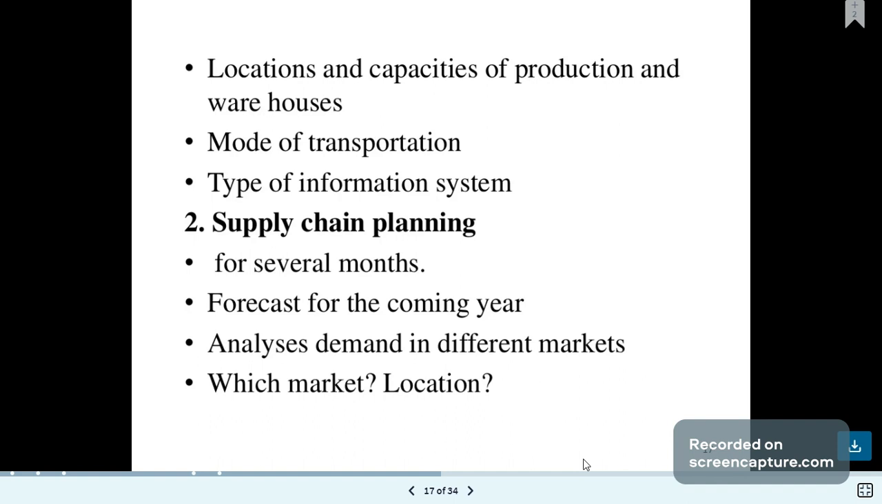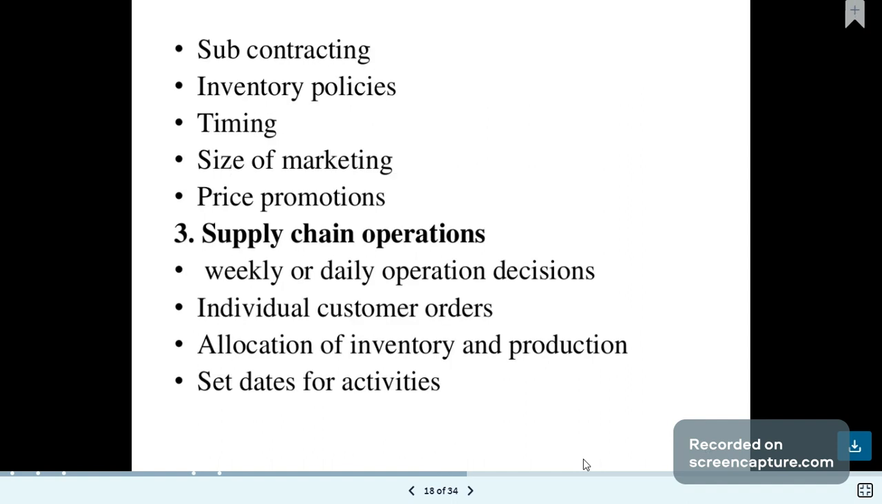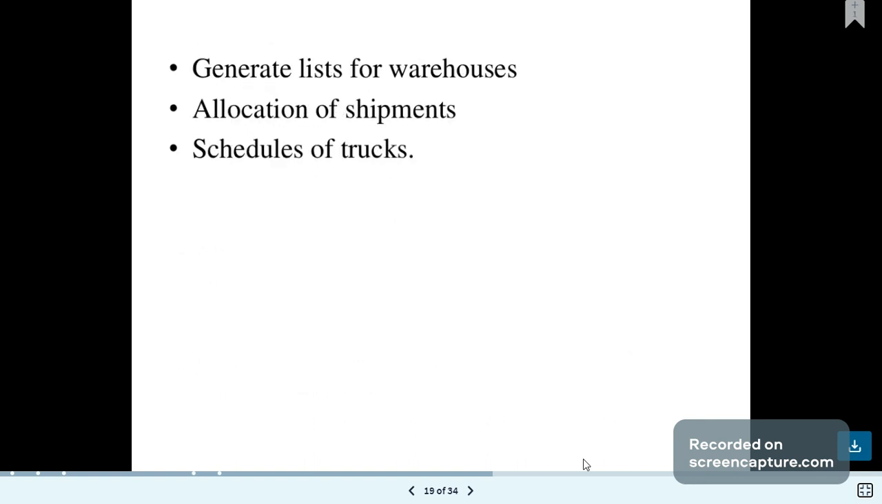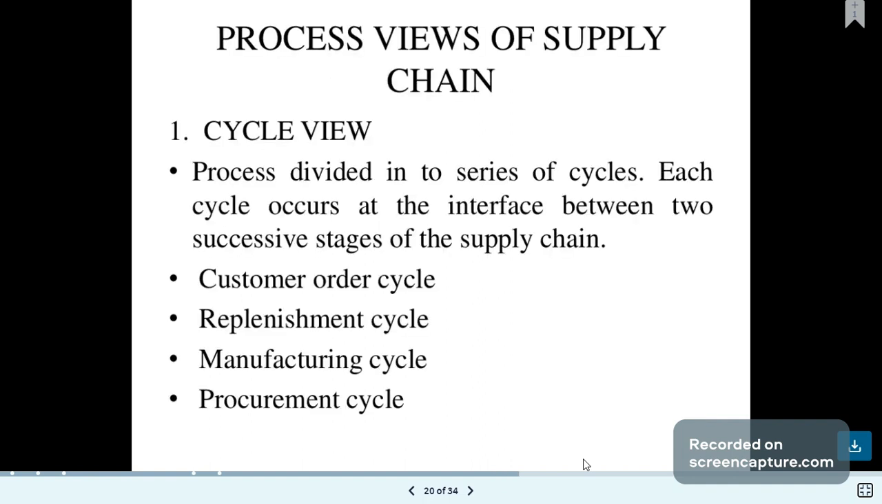Forecasts for the several months of the coming year. Analyze demand in different markets and market locations as well. Subcontracting, inventory policies, timing, size of the market, marketing, price promotions. Third is supply chain operations. What operations can we perform? Weekly or daily operational decisions such as individual customer orders, allocation of inventory and production, set dates for activities, generate pick lists for warehouses, allocation of shipments, and schedule of trucks.